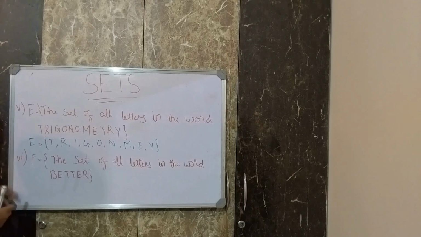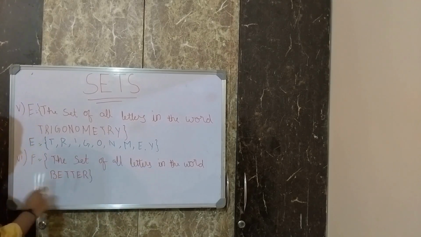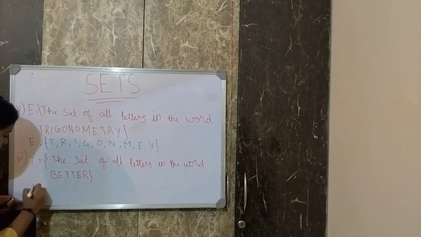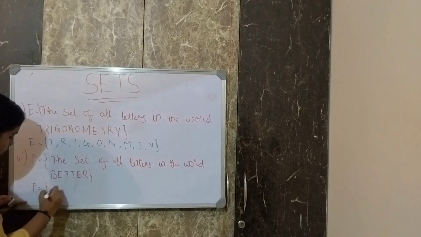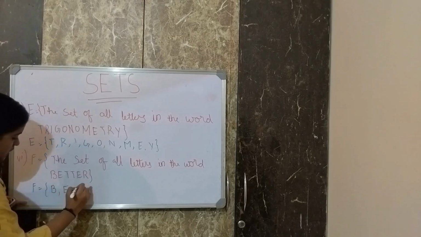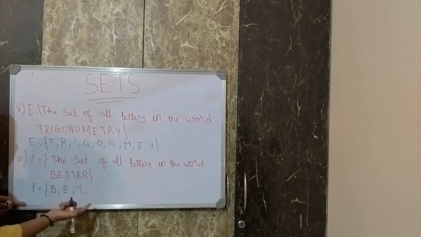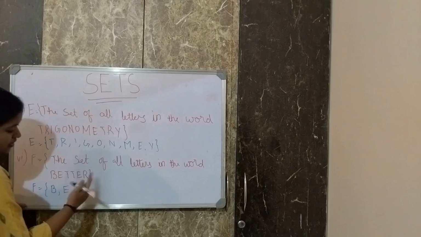The next one, the sixth and the last one, set F equal to the set of all the letters in the word better. So what are the letters in the word better? Set F equal to B, E, T, again a T which you don't have to write because T is already written, again E is also written, next letter is R.